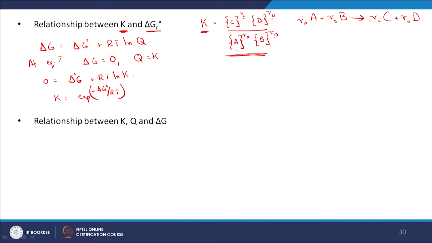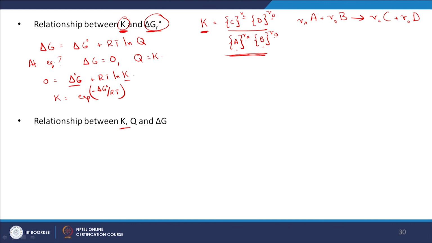So what does that mean? If you have K, you can calculate delta G naught, or if you have delta G naught, you can calculate K. Again, what is delta G naught? Change in Gibbs energy of the system during a reaction at standard conditions. So once you have one variable, you can calculate the other variable. That is going to be useful to you throughout the course of the class, and in general in your engineered systems too.